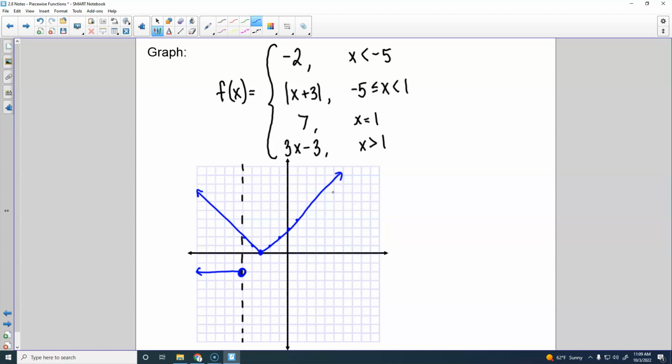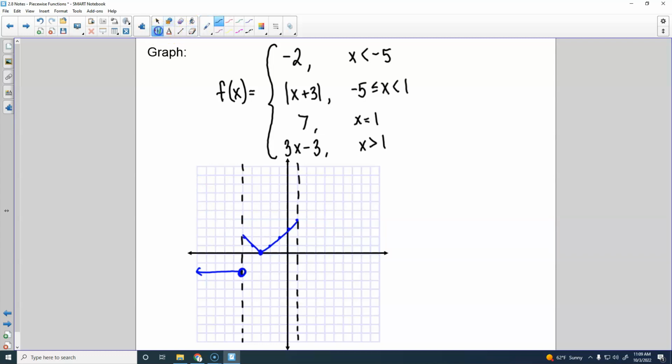Now, where am I supposed to use this piece of the graph? Negative 5 up to 1. So I'm going to put another dotted line here at 1. I've already got a line at negative 5, and I'm using the part in between those two dotted lines. So I'm erasing what's over here to the right. I'm also erasing what's over here to the left.